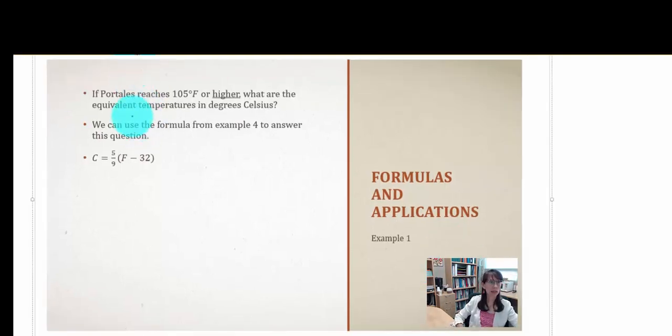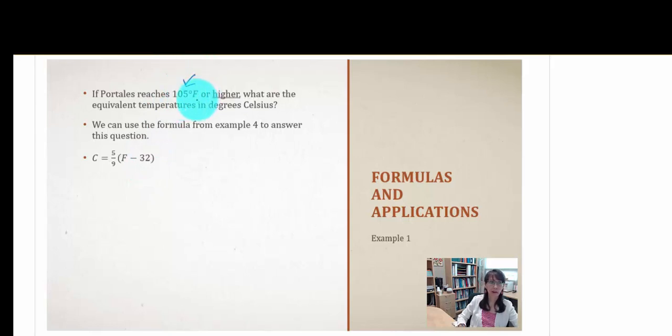We do have a couple of application problems to help us see how we would ever use literal equations. If Portalis reaches 105 degrees Fahrenheit or higher, what are the equivalent temperatures in degrees Celsius? We can use the formula from example 4 that we were working on earlier, and that was C, or Celsius degrees, equals 5/9 times Fahrenheit degrees minus 32. So what were we actually given in our scenario?